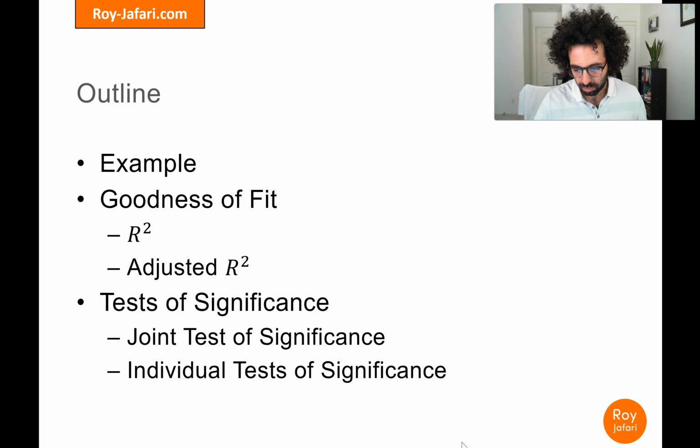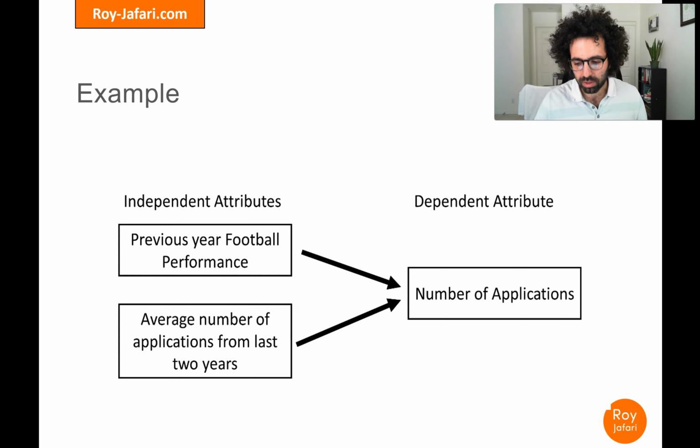All right. So here was the example that we did see already. We were trying to predict the number of student applications for every year using regression, using the previous year football performance, and also the last 2 years average of number of applications. And the dependent attribute here, of course, as we want to predict, is the number of applications in that year.